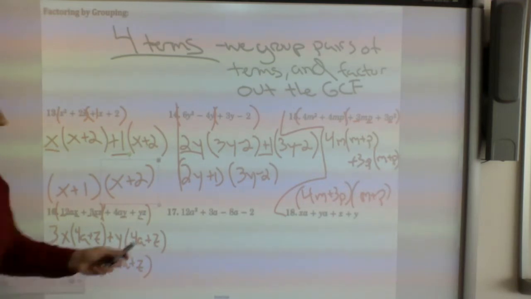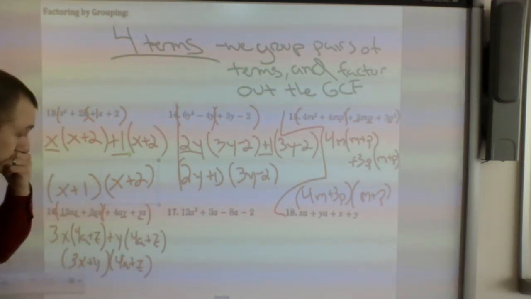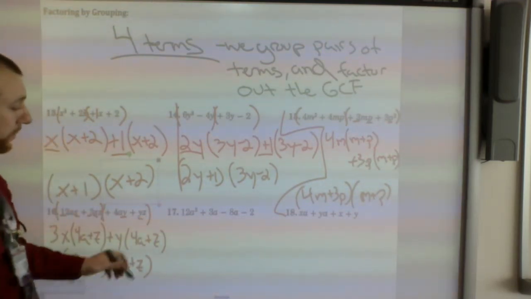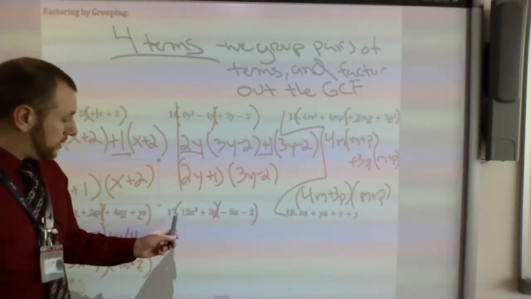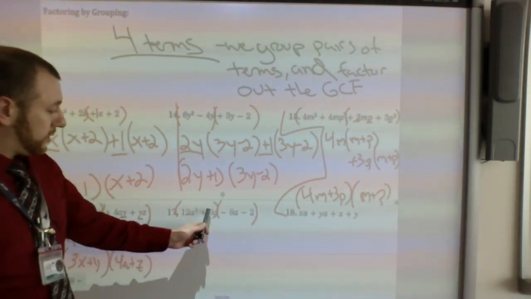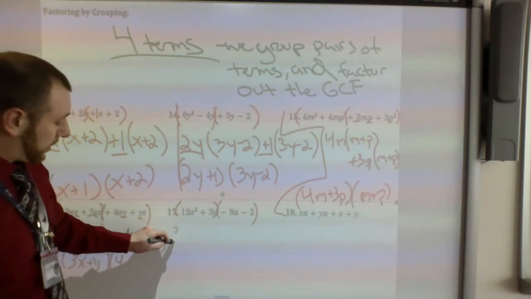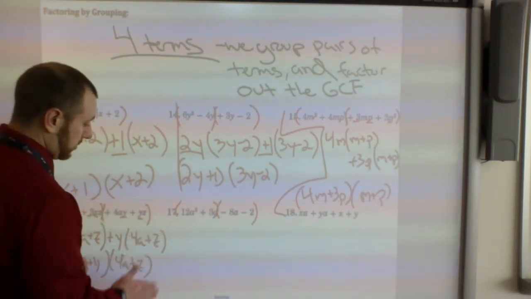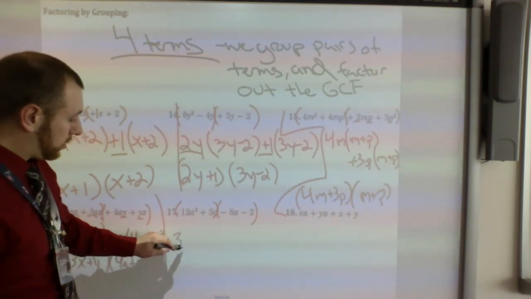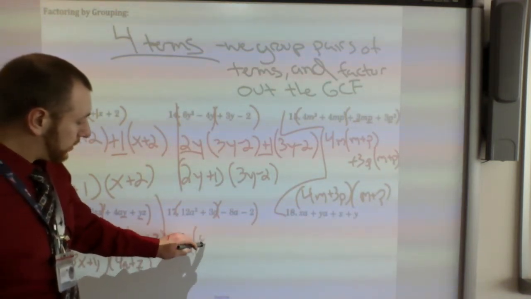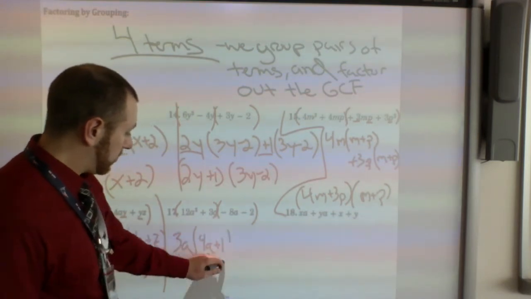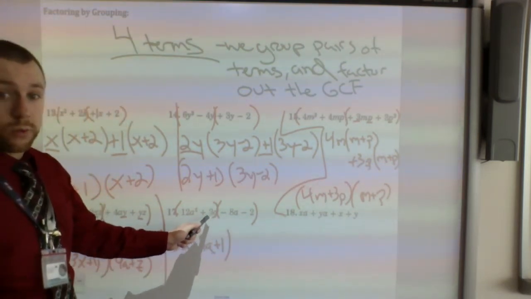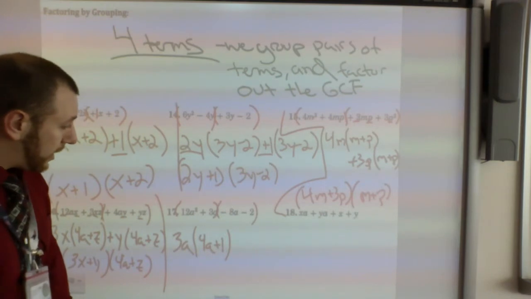Now, 17 is a little bit more tricky because it deals with negatives. So when I group these, you notice that the 12a squared and the 3a have a common 3a. So what's left is 4a plus 1. Because again, I took out that whole 3a, so 1 is left over.